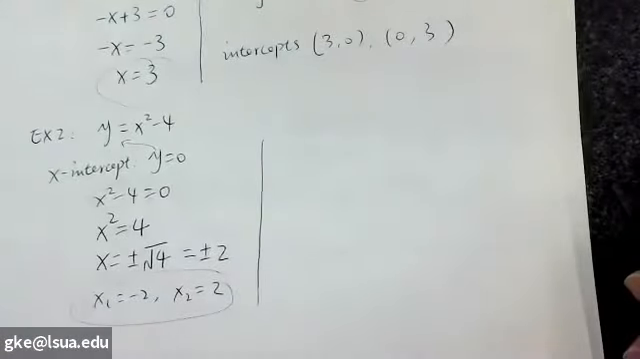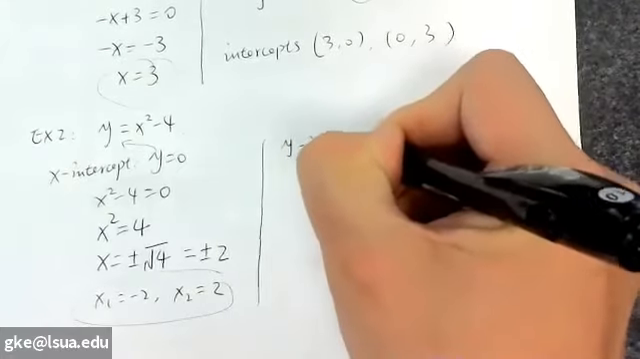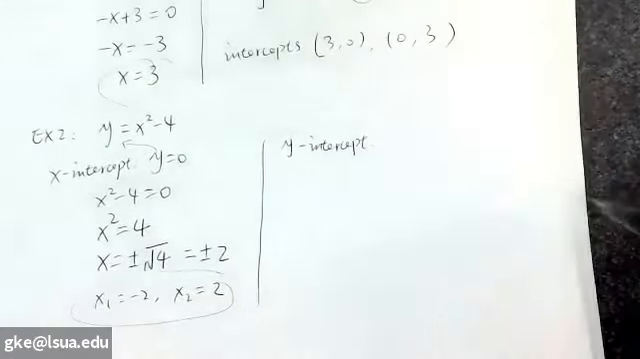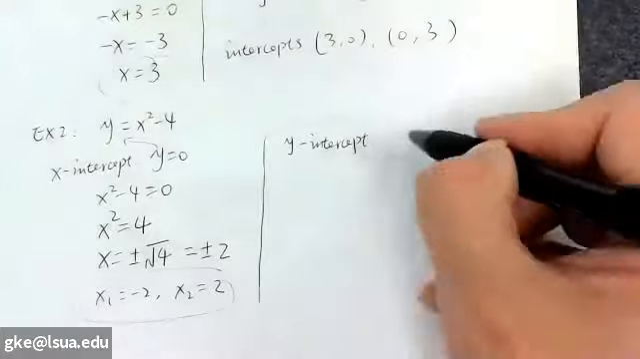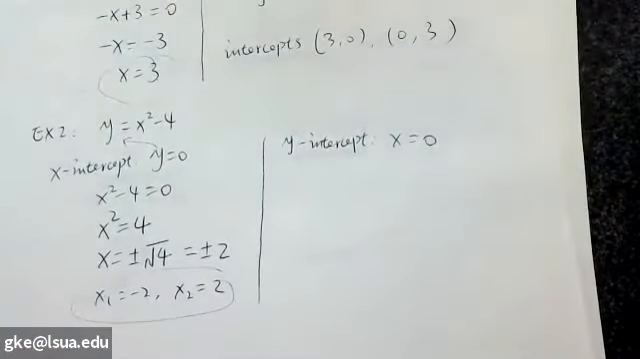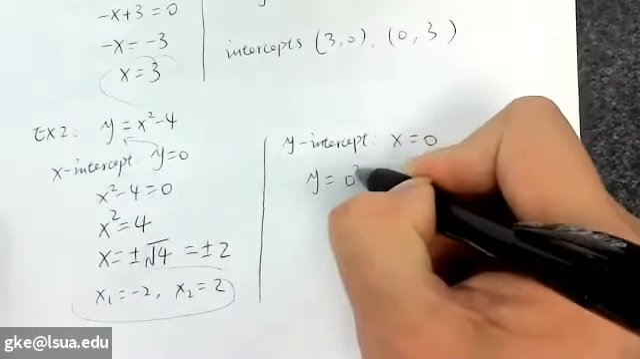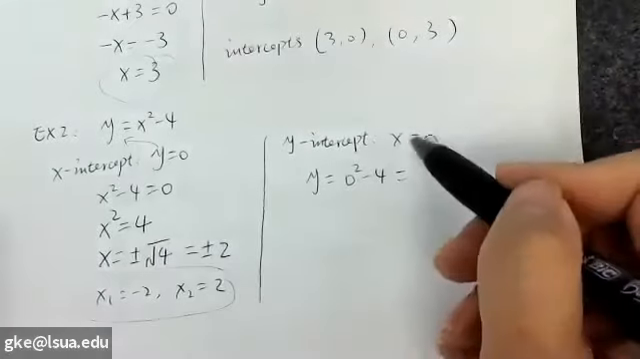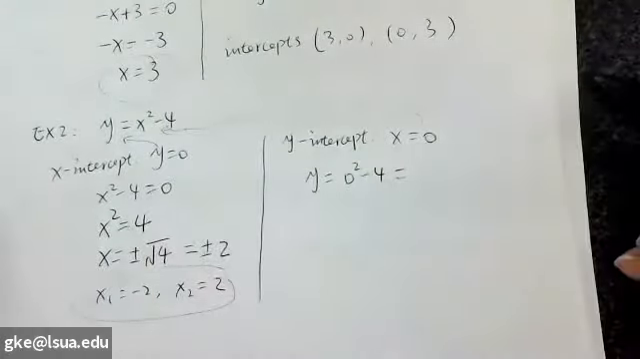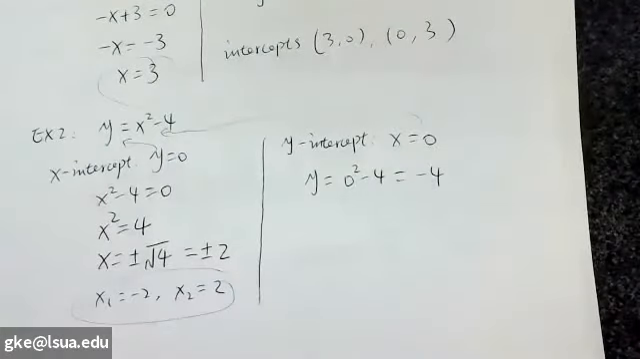Now for the y-intercept, we just let x equals 0. Right? X equals 0. So we have 0 squared minus 4. Plug in, right? We get y equals -4, right? -4.